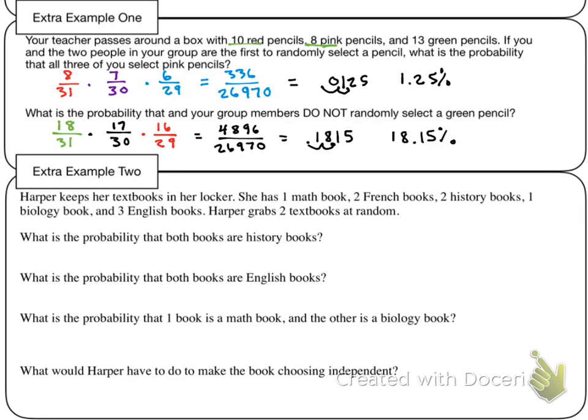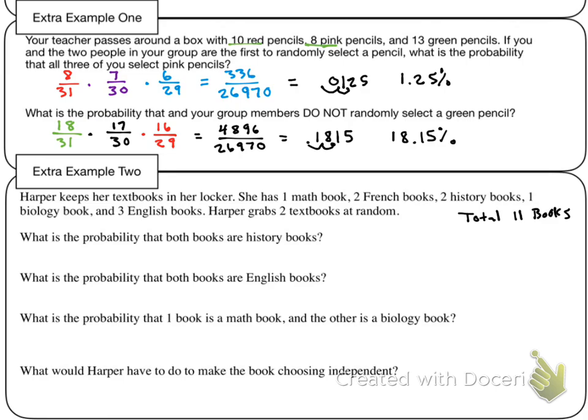So first let's figure out how many books she has in total. She has 1, 3, 5, 6, 9, 11. So it looks like she has 11 books. Okay, so I'm just going to write that off to the side. Total 11 books. And I'm going to double check that. So we got 3, we got 2, 5, 6, 8, 10, 11. Yep, 11 books. So what is the probability that both books are history books?